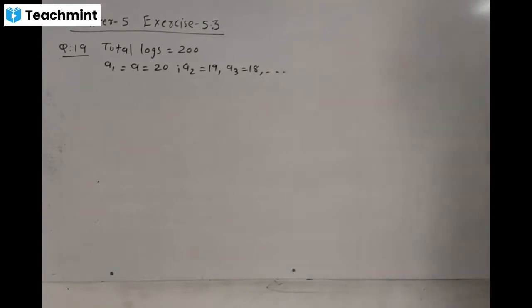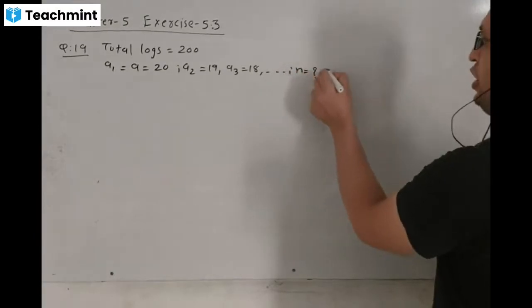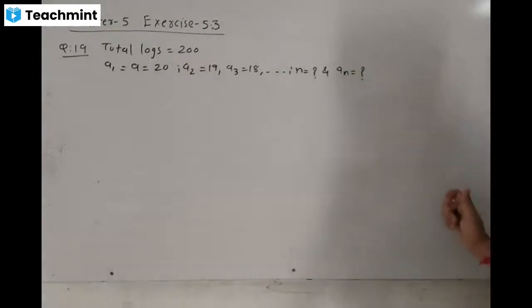Therefore, find in how many rows the 200 logs are placed and how many logs are there in the top row. So n is equal to question mark, and the final an is equal to question mark.